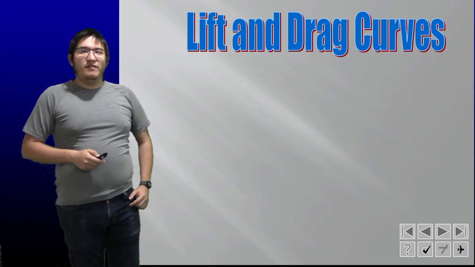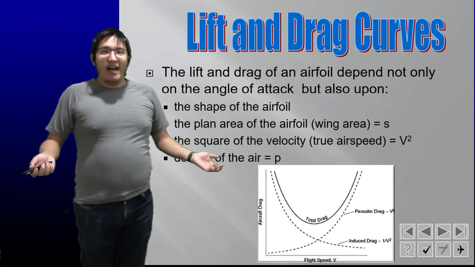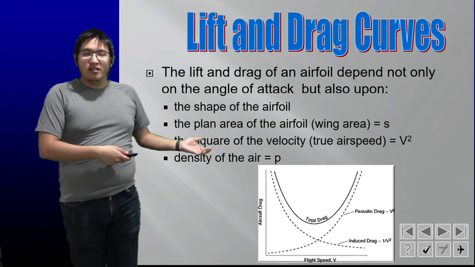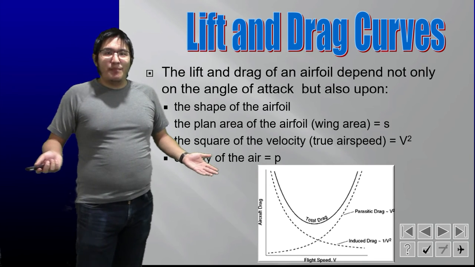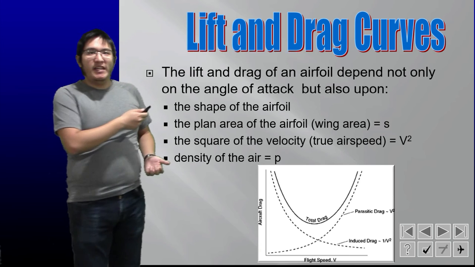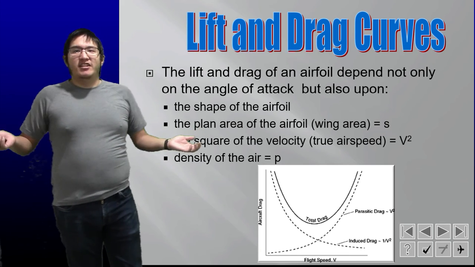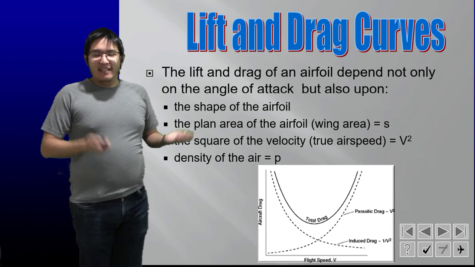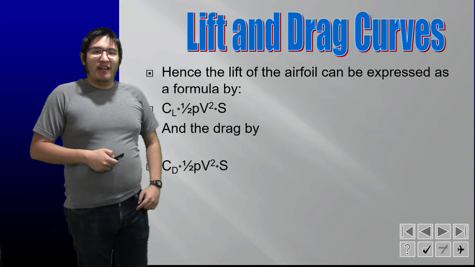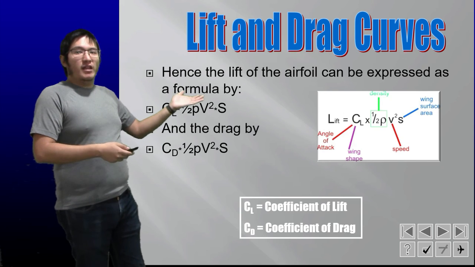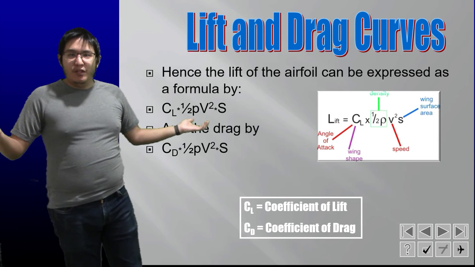Next up we have lift and drag curves. This part of the material is a little bit advanced, so you do not need to know this for this course. But just note that the amount of lift and drag created can depend on a lot of factors, including the shape of the airfoil, the wing area, the square of the velocity, and the density of the air. It's just an FYI. Same with this slide over here. As you can see, we have a formula which we can use to calculate the amount of lift and drag created. However, this goes beyond the scope of this course.